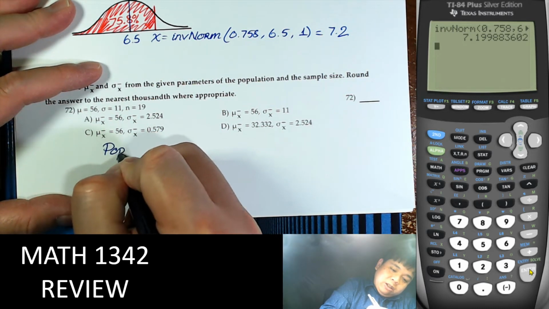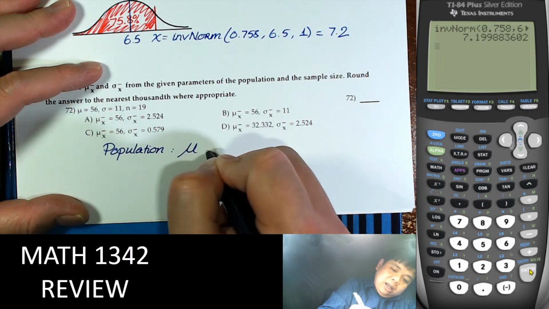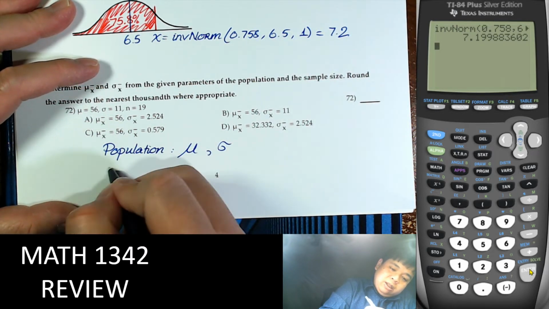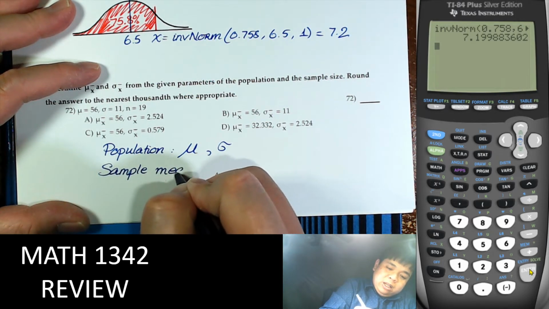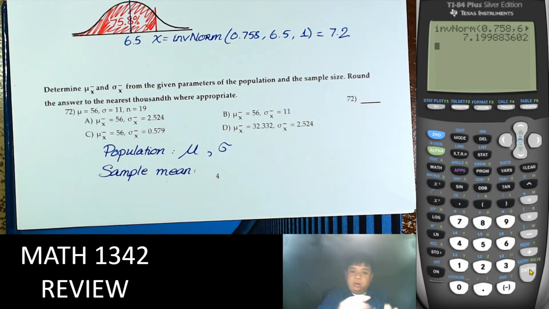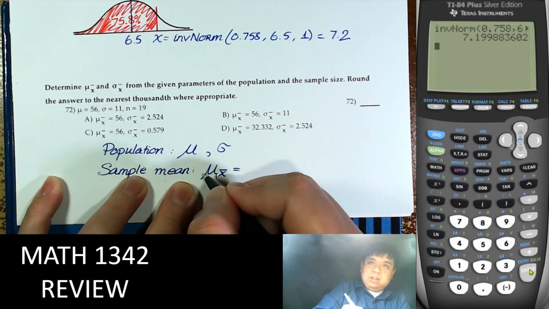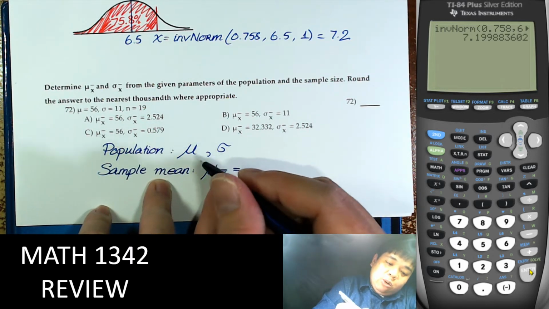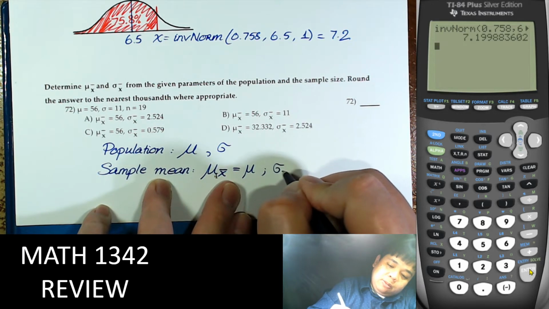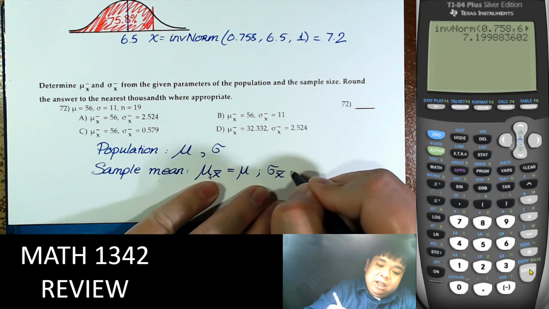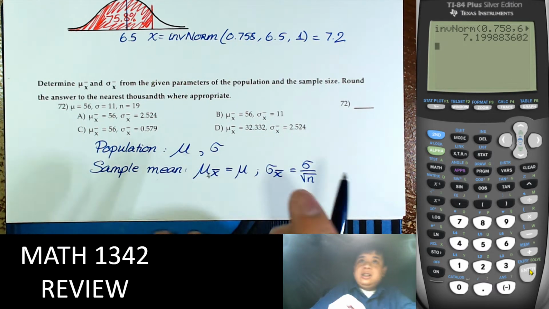But in general, I'll write this down here. For the population, we have the mean and standard deviation, and then for the sample mean, the average of the sample, the mean of the sample mean is equal to the same thing as the population, and the standard deviation of the mean is equal to the standard deviation of the population divided by square root of n. So that's what we have.